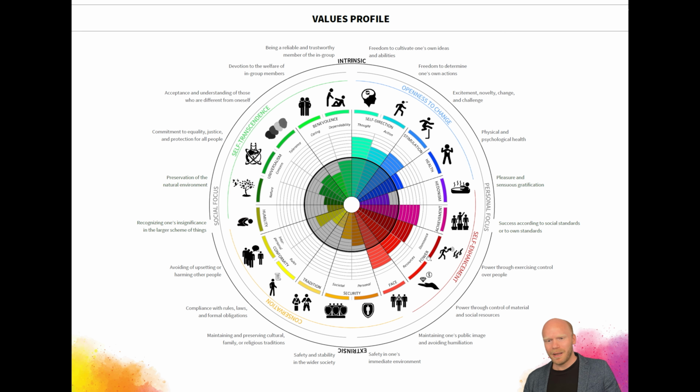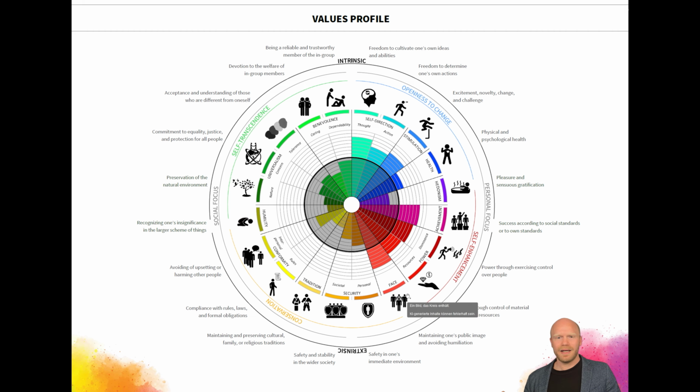And then we have the power values: power through dominance and power through resources. Dominance means that you want to tell other people what to do, you can exert some power over them. Power through resources means that you have enough resources to do certain things in life, to also influence certain things.